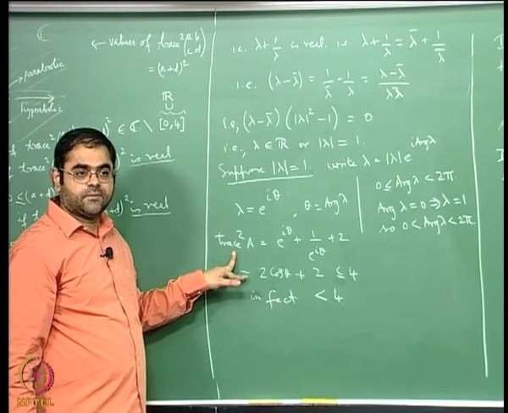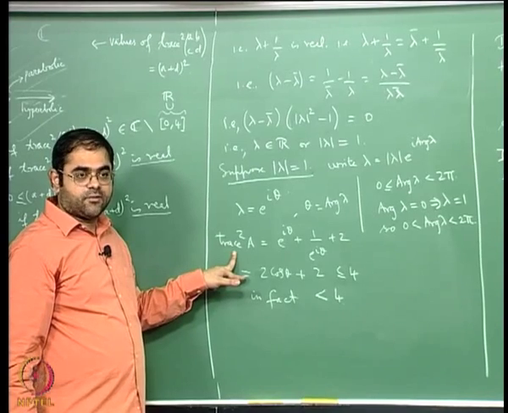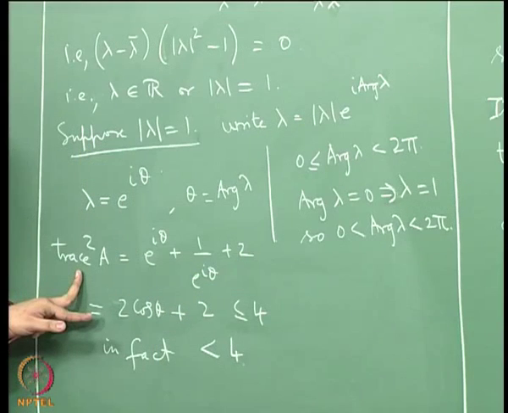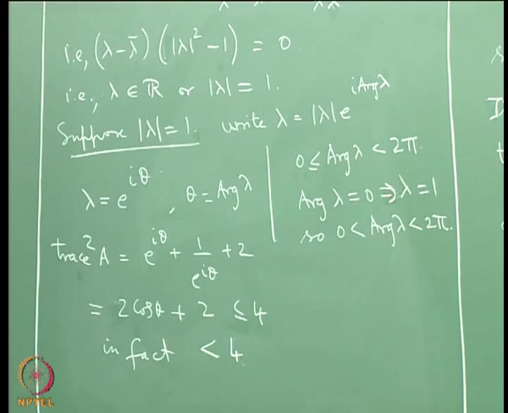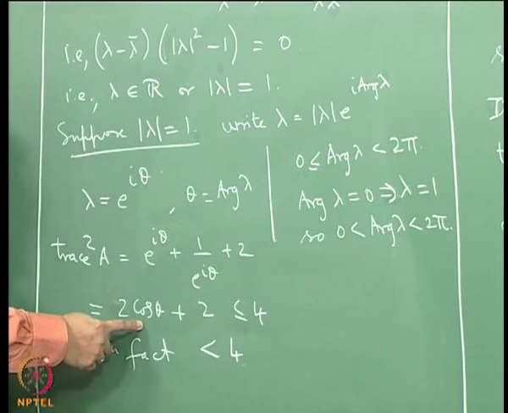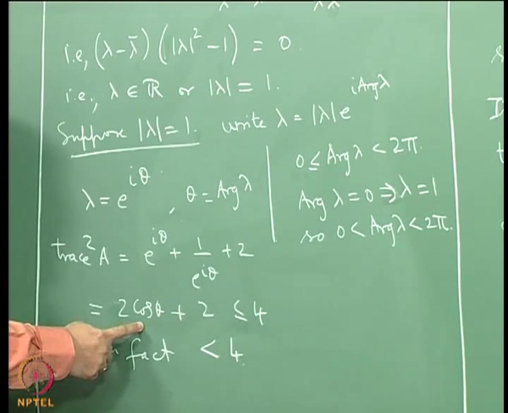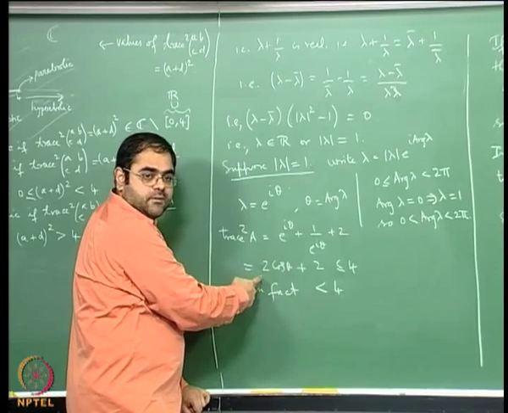And I claim that this quantity is actually greater than or equal to 0. Why is that so? I think that is also quite obvious. You know, cos theta at the minimum can become minus 1, and in that case I will get 0.